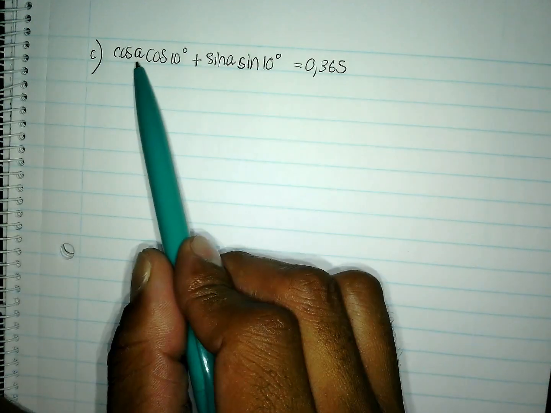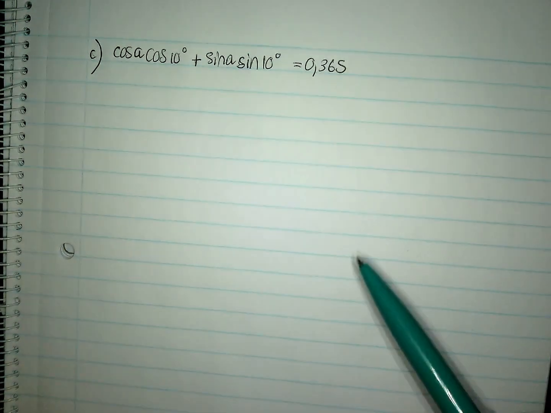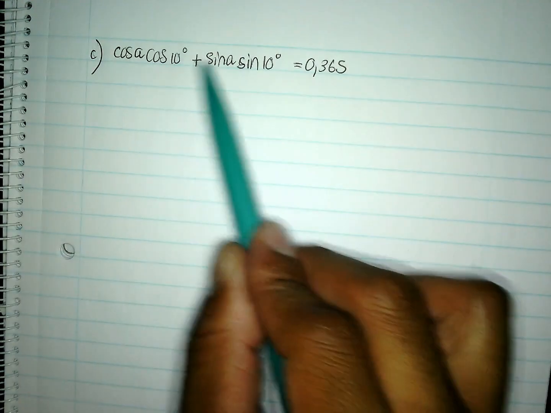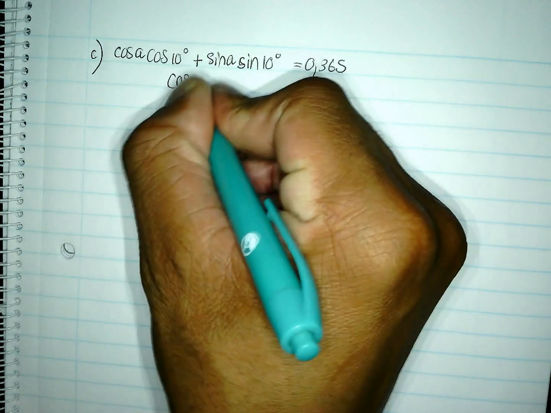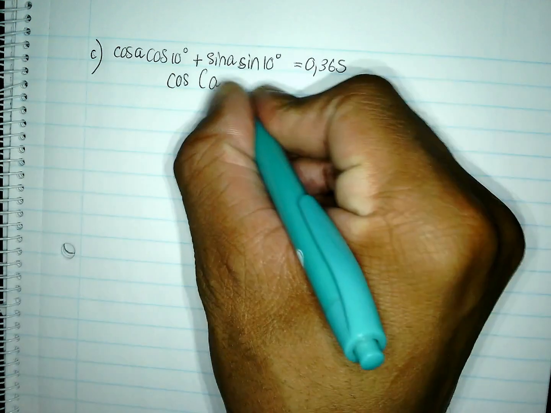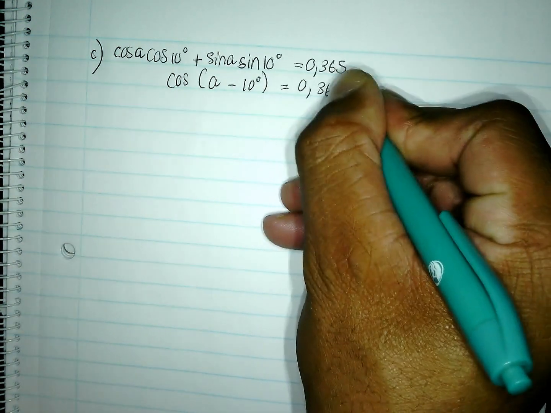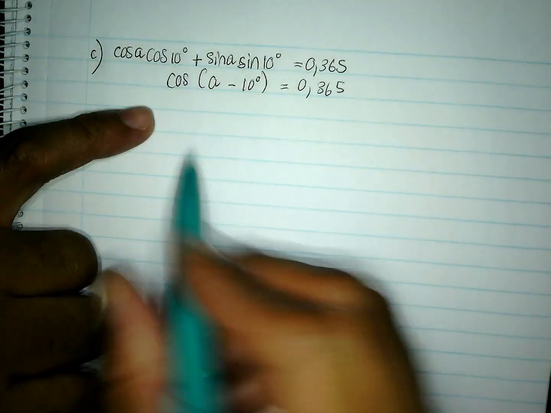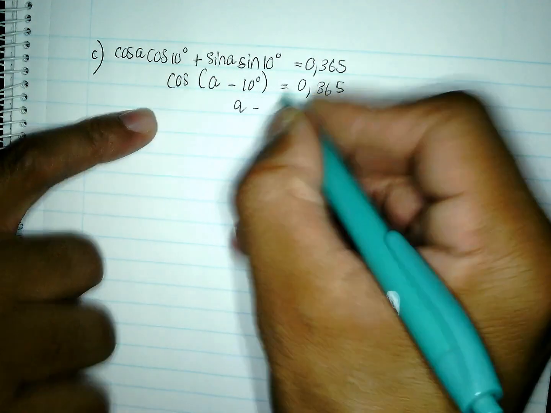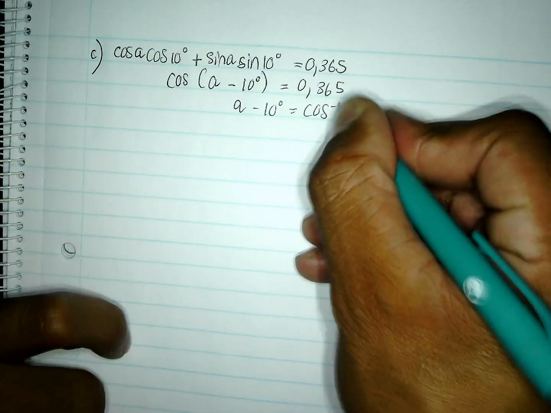And the given two angles are alpha and 10 degrees, right? But remember that this is going to be a compound angle for cos. So it's going to be cos, then the given angle alpha, then for cos, minus 10 degrees. Then we have 0,365. From there, we have to find the ref angle of cos.